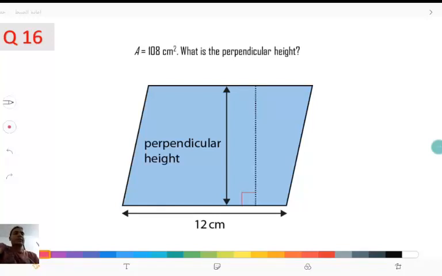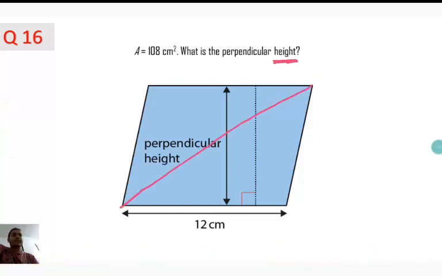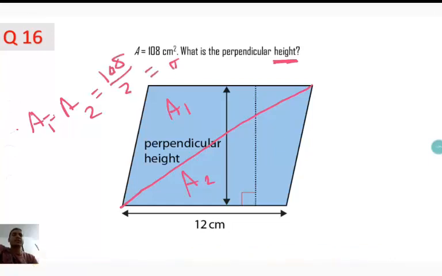What is the perpendicular height? He needs the height. In this shape, which is a parallelogram, when we talk about the area, we should divide it into two equal triangles, A1 and A2. And notice that A1 equals A2 equals 108 divided by 2, which is 54 centimeters squared.